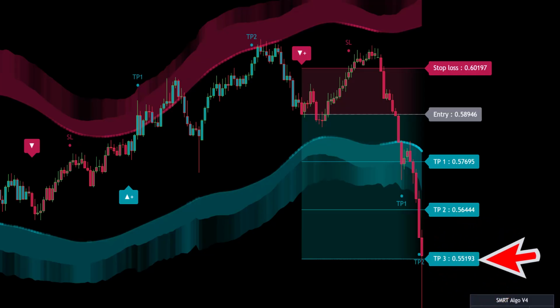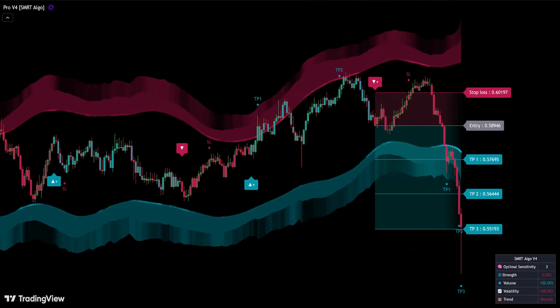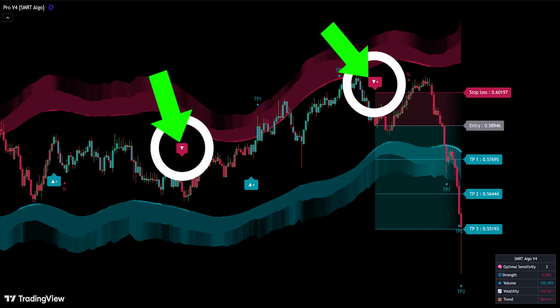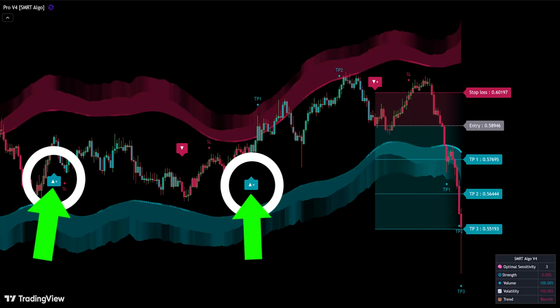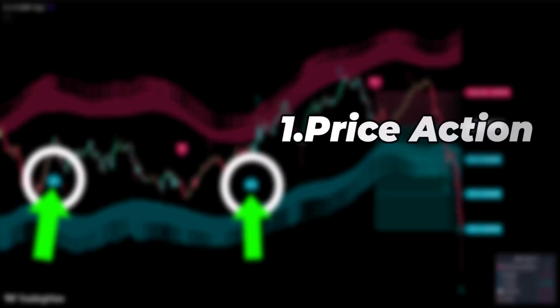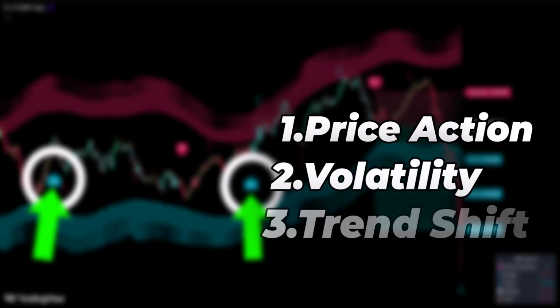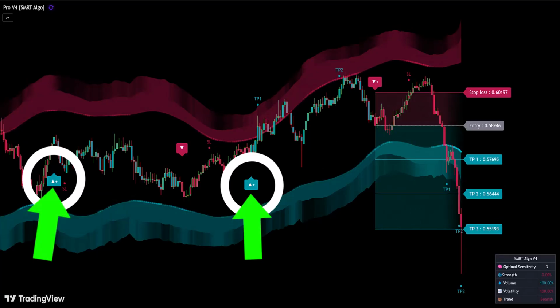Throughout the chart, you'll notice icons like these red down arrows that denote sell signals and the blue up arrows, which are buy signals. These are real-time signal alerts generated based on price action, volatility, and trend shifts. Each signal comes with a potential multi-TP setup, which makes it easy for traders to plan trades without guessing.